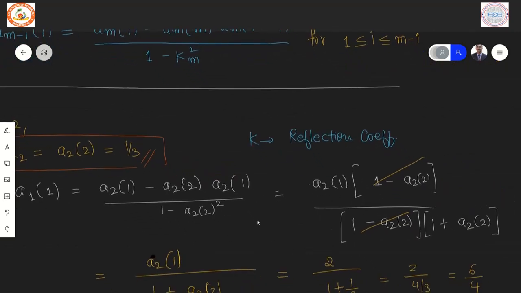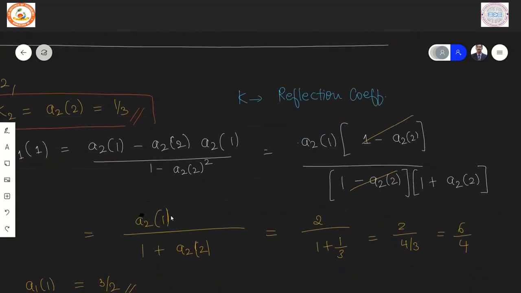If it is possible to simplify, we can simplify, or straight away you can do the substitution and then simplify. Here we see that A2 of 1 is common, so we take A2 of 1 common, and in the bracket we have 1 minus A2 of 2. Then in the denominator we have 1 minus A2 of 2 into 1 plus A2 of 2, in the form of a square minus b square. Then this term will cancel off, and what remains is A2 of 1 by 1 plus A2 of 2.